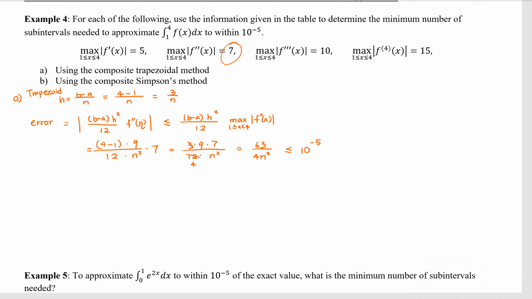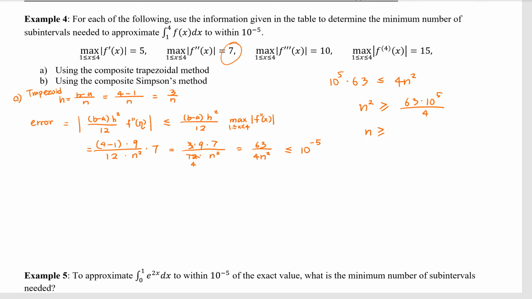We can multiply both sides by 4n squared. Then we get 63 less than or equal to 4n squared times 10 to the minus 5. We can multiply both sides by 10 to the 5th. So then we get this. Right? Because 10 to the 5th and 4n squared are both positive, we don't need to flip the inequality. Right? Then n squared is greater than or equal to 63 times 10 to the 5th over 4.